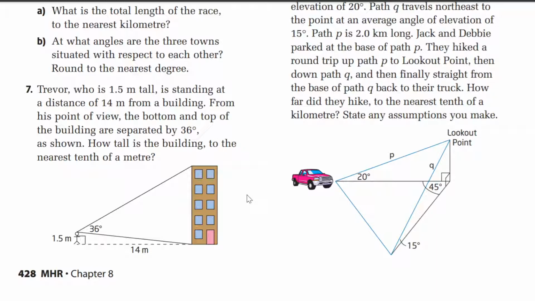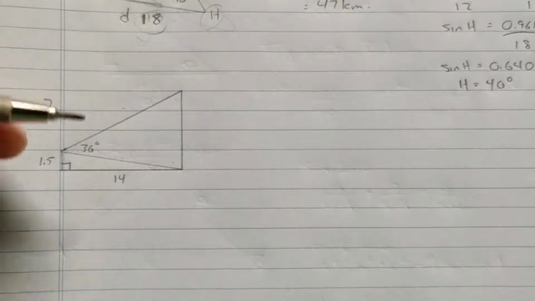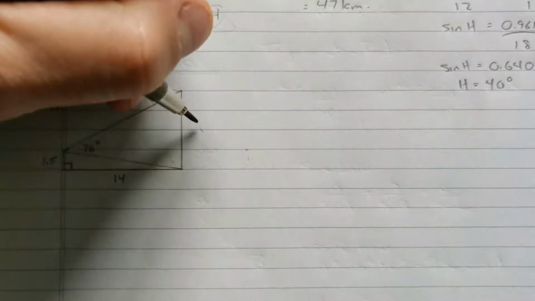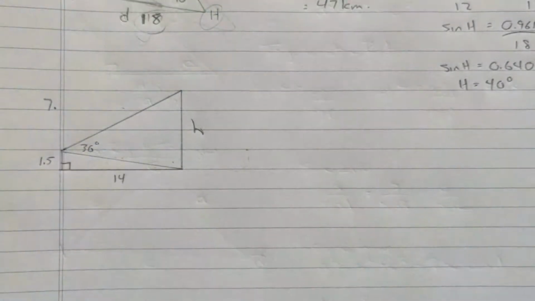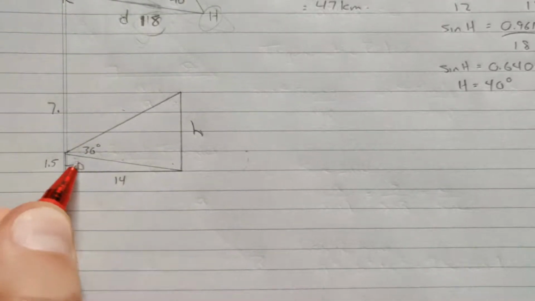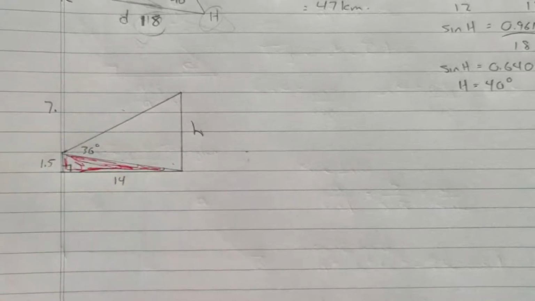Well, I've got the diagram over here in my notes. And so we got our 1.5, our 14, our 36. We're looking for this here. We'll call that h for the height. So we have this lower triangle. We'll highlight that a little bit with some red. So down here we have this right angle triangle.